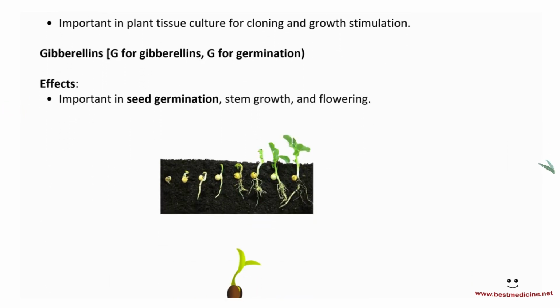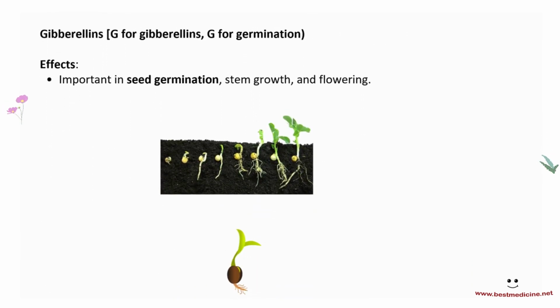Gibberellins are quite easy. Because we just looked at roots, we should be able to understand them. G for gibberellins, G for germination, okay? So that's what you want to remember. Gibberellins cause seed germination. They also help cause stem growth and flowering, okay? Seed germination, stem growth, and flowering.